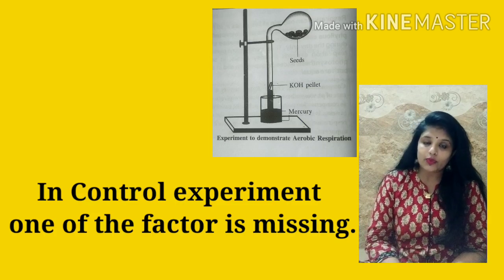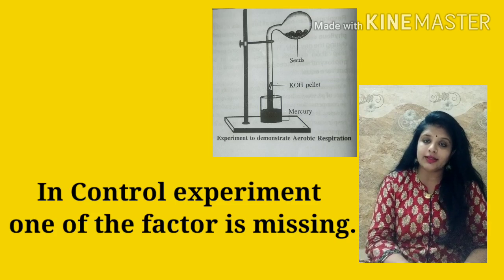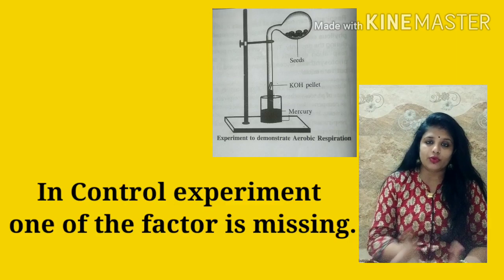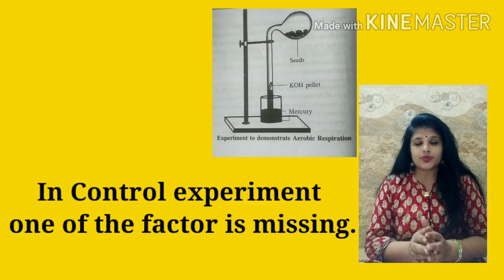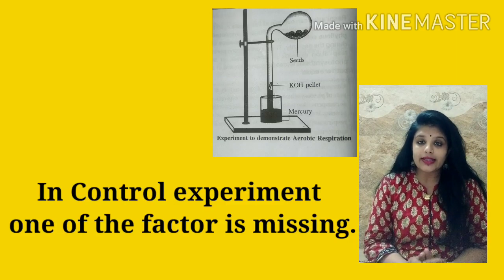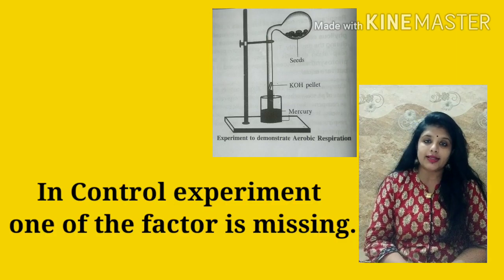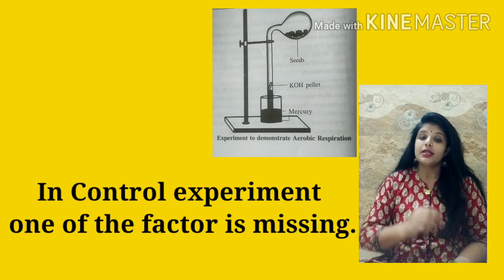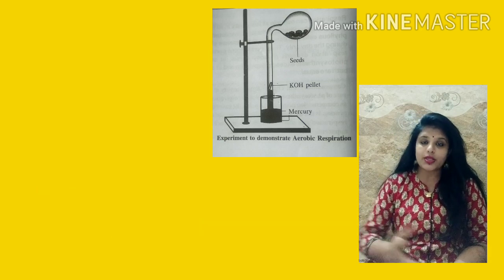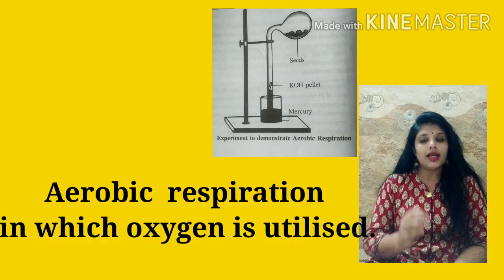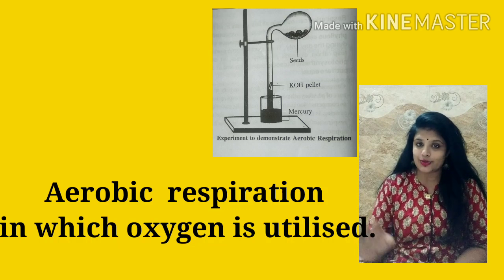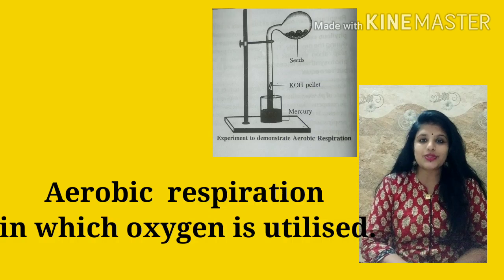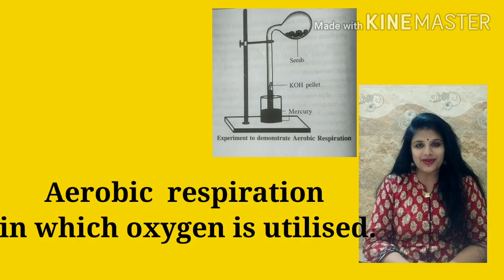In the other one where you have not taken seeds, or you may take boiled seeds also if you want, otherwise you can take the respiroscope without seeds, in that experiment you will find that the level of mercury remains the same. It means there is no seed, no respiration, no absorption of oxygen, and the level will not change at all. So this experiment proves that oxygen is used during the process of aerobic respiration.